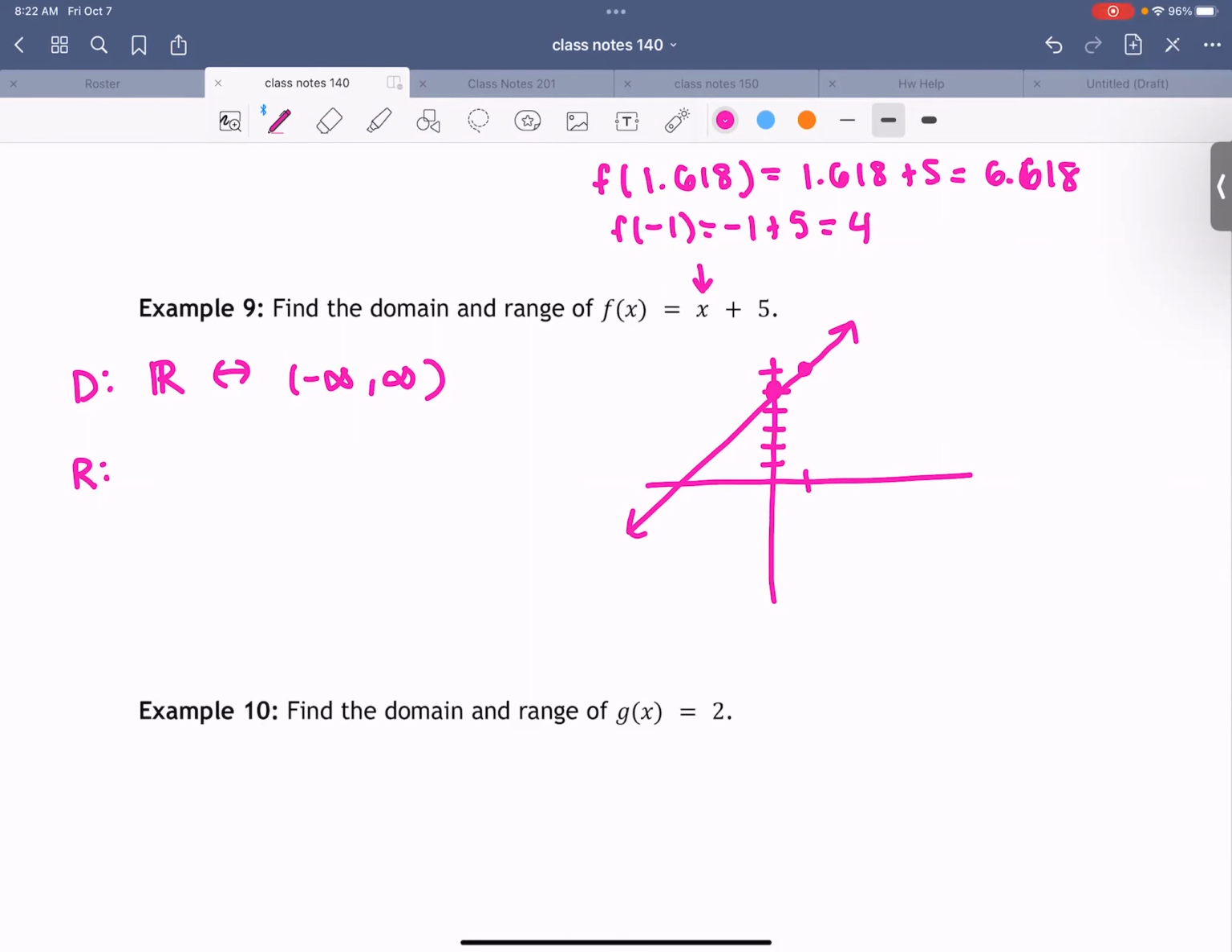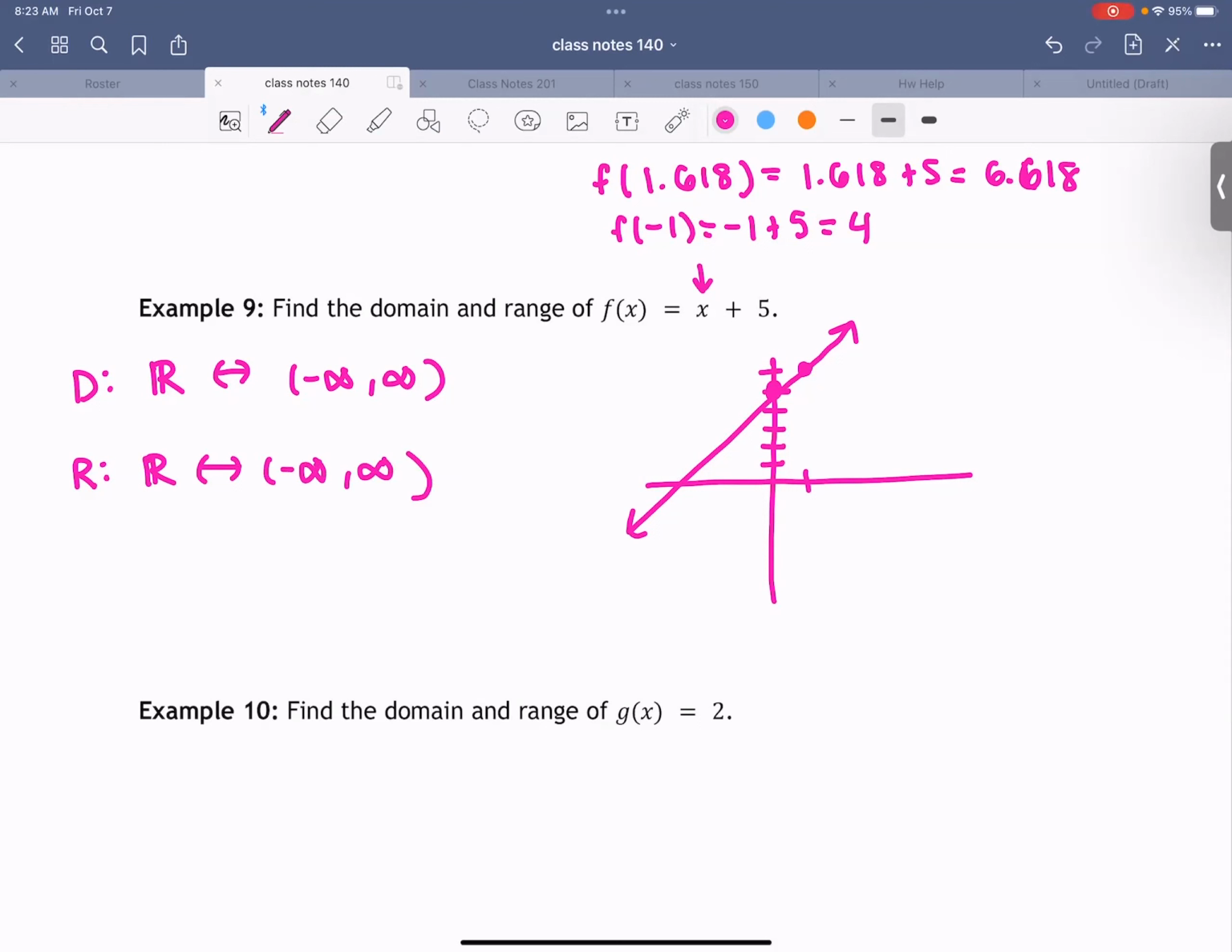Okay, what do you think the range is? All real numbers, right? If I go from top to bottom or bottom to top, there's going to be no holes in our graph. There's no place where our graph doesn't exist. So this one is also all real numbers, or negative infinity to infinity.